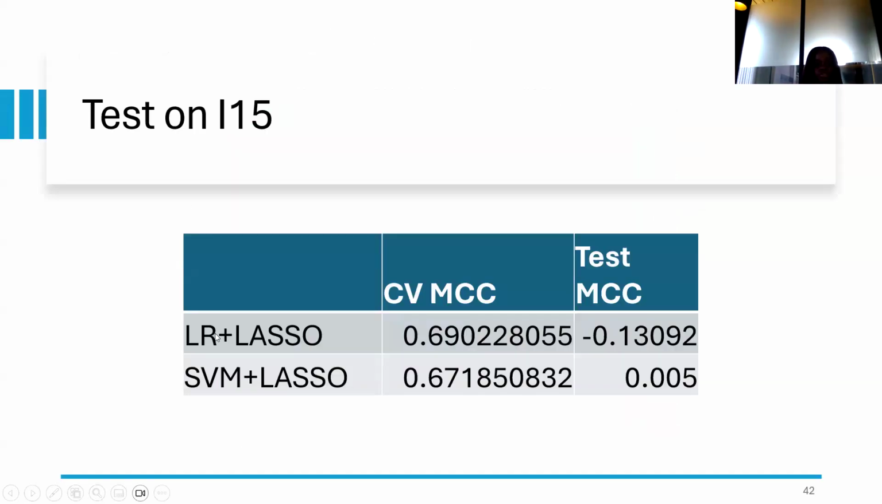So even though with logistic regression plus LASSO we got a CV MCC of 0.69, when I brought in another data set, collected in a different lab, from a different group of patients, the MCC was not that good. Same with SVM and LASSO, which brings in the next question: how do we make these models more generalizable? What is the specific thing that we could do to help with that?